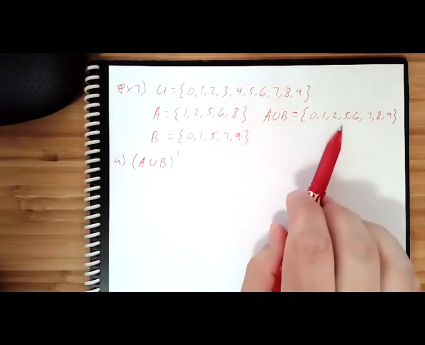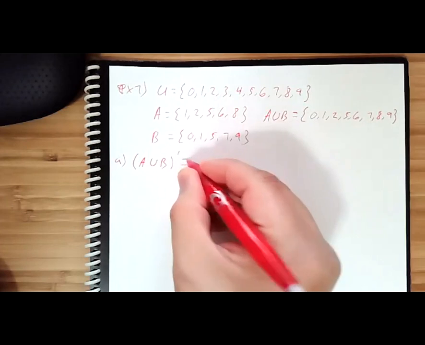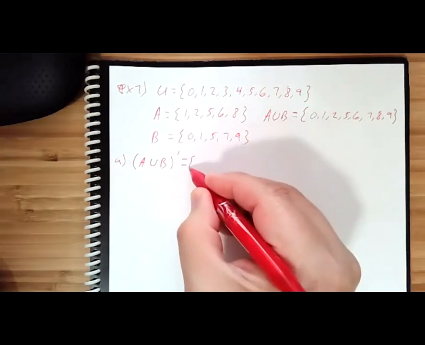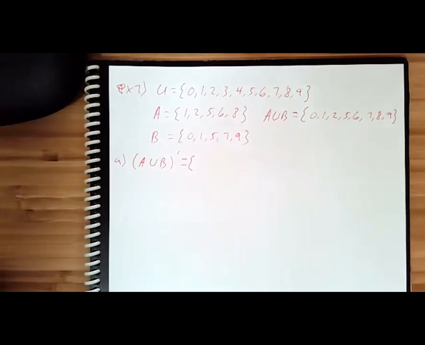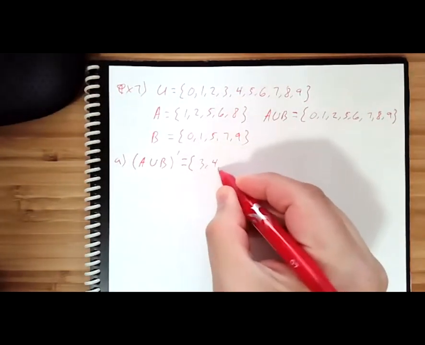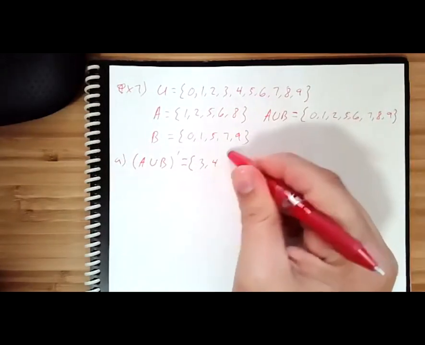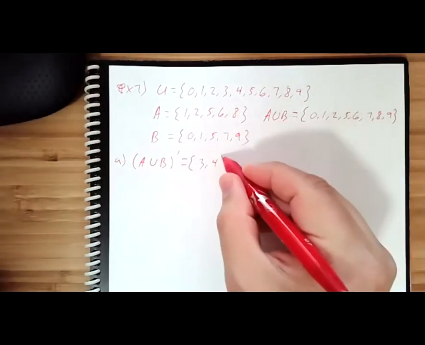So what's not in here? That'll be this answer. Be 3, 4. And I think that might be it. That's it, right? So see how it helps to do these first?